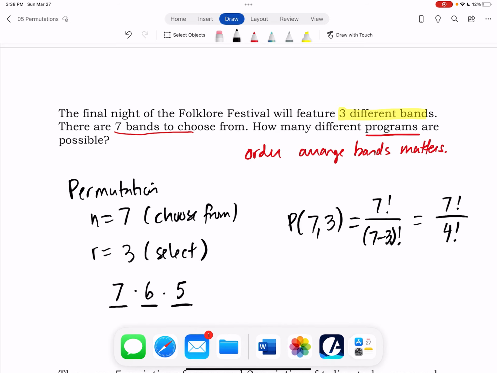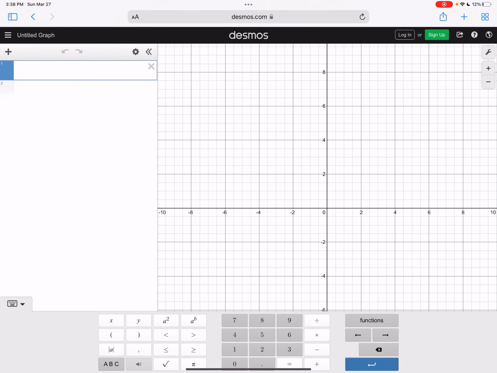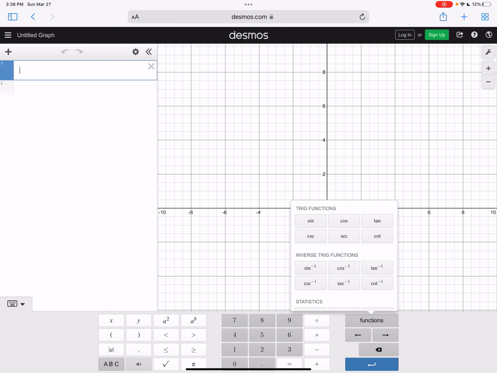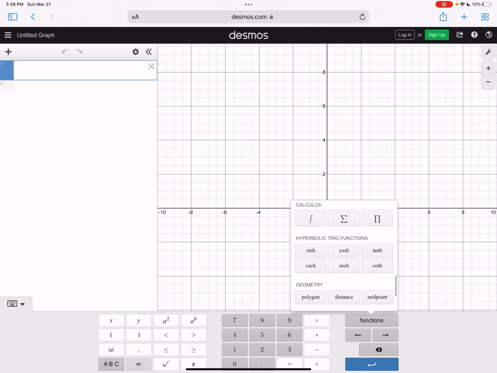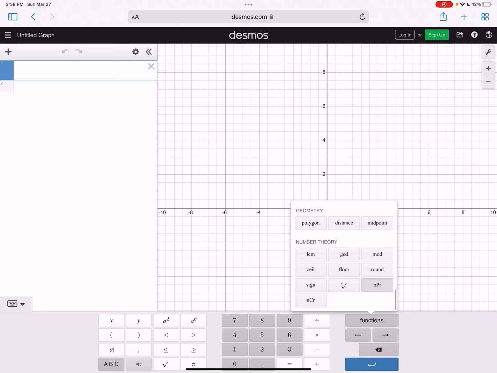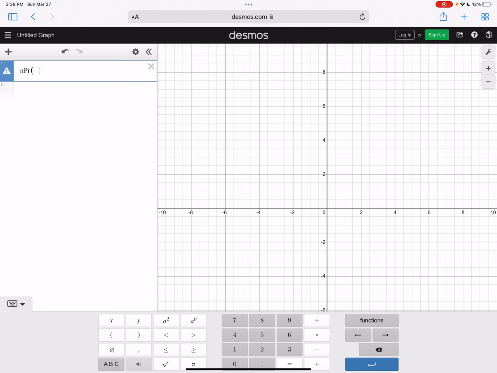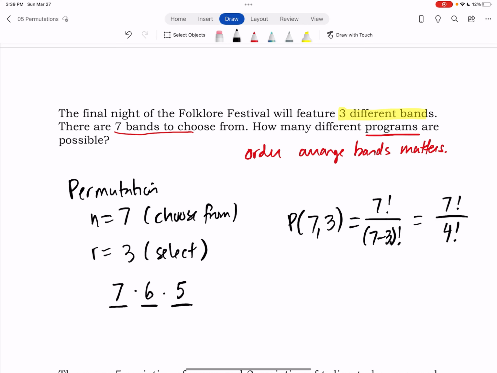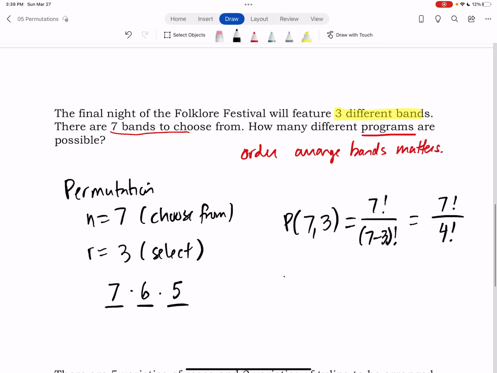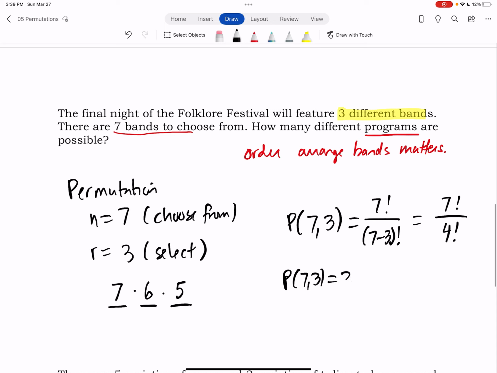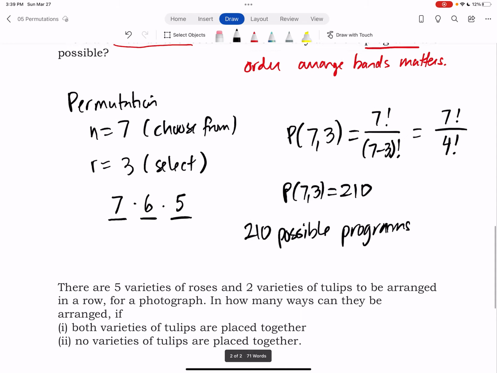So let me go to Desmos so I can show you that in Desmos. If you hit the Functions button and then you scroll to the bottom, it has this NPR, which is permutations. We had permutations of 7 objects, choosing 3 of them. So we get 210. So there are 210 possible programs. Okay, one more example.